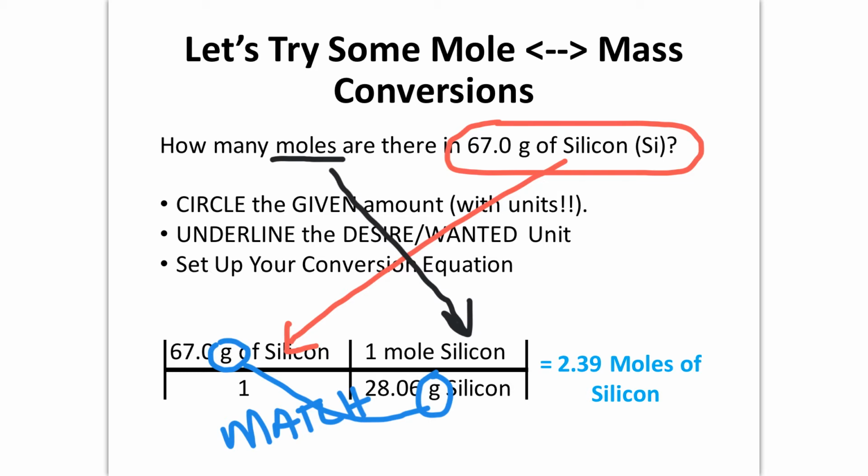What's nice is that if you set it up right, the units will cancel. My grams cancels here, my grams cancels here, and the only unit I'm left with is moles. Remember, the key thing is that this unit here has to match this unit down here. If they don't, then your conversion factor is going to be wrong. So we're going from grams to moles, and we need a grams to moles conversion factor.